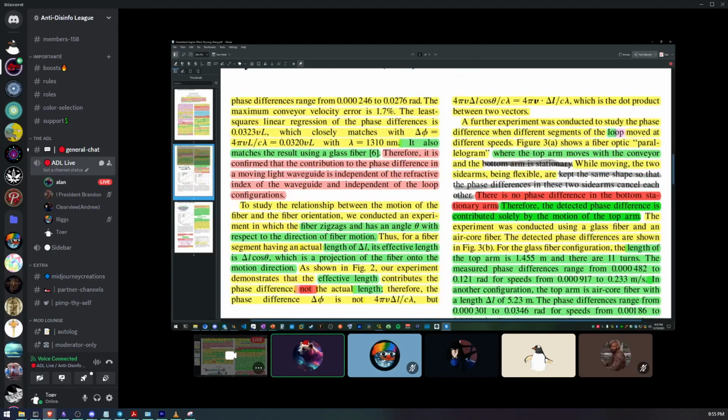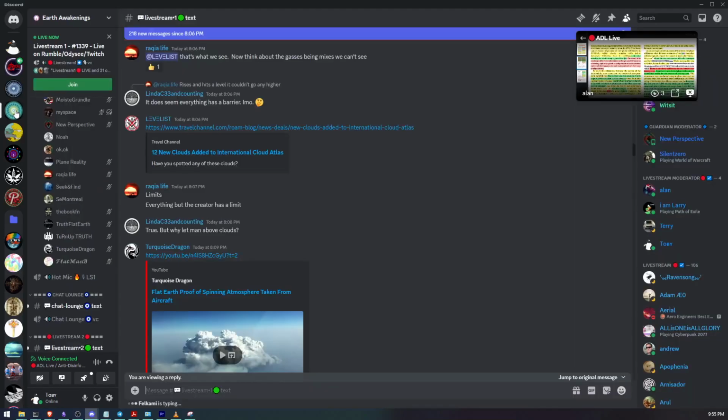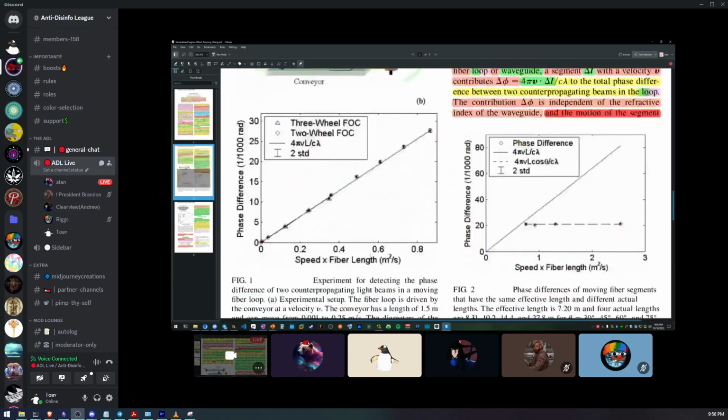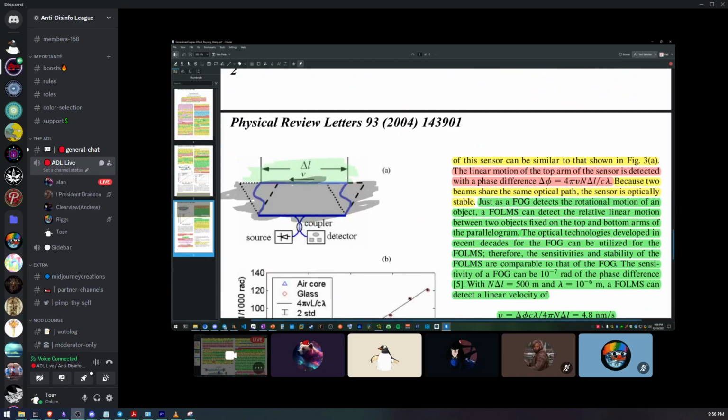Boy, hypotenuse. All right. See here. So, which is the dot product between the two vectors. So the relationship under study of motion, the fiber oriented, we conducted an experiment in which the zigzags have an angle of theta with respect to the direction of motion. So the difference in the angle of the slack.